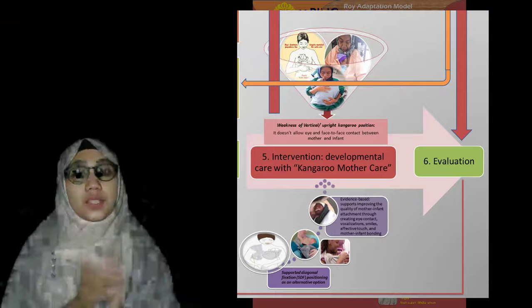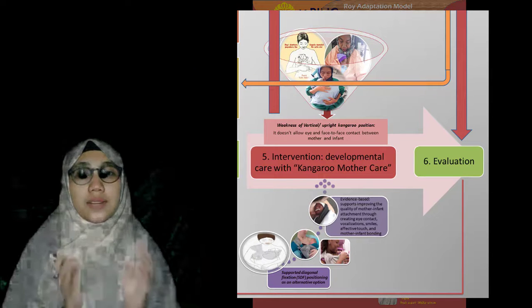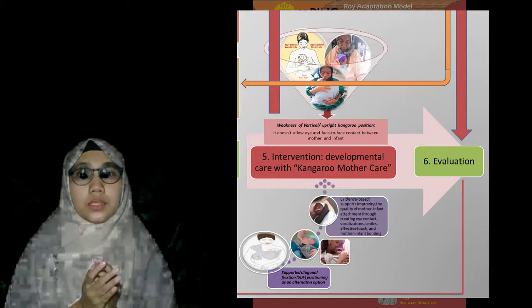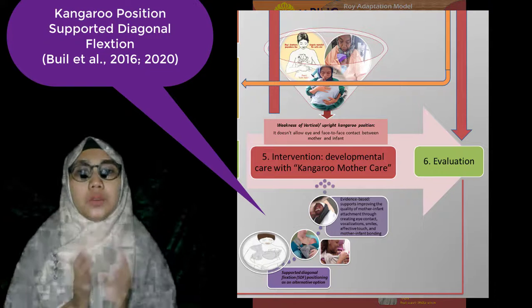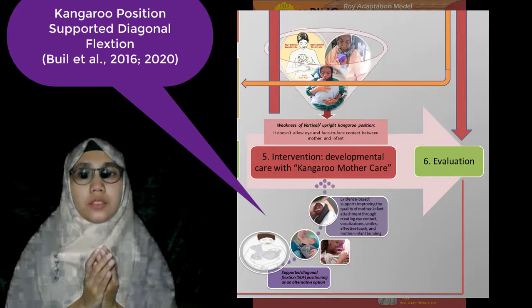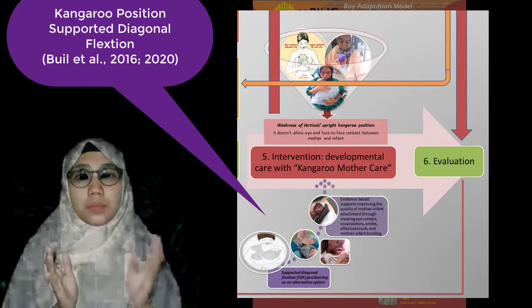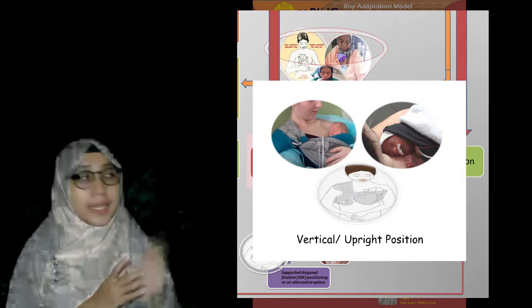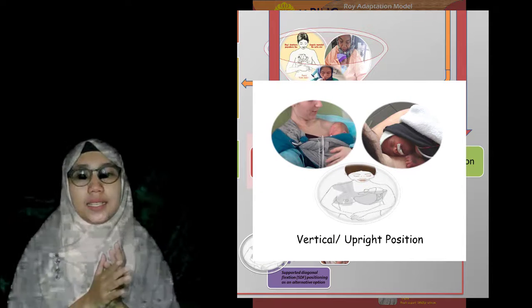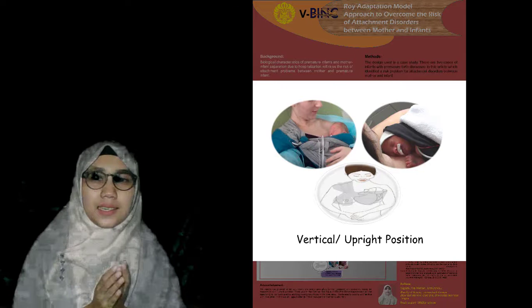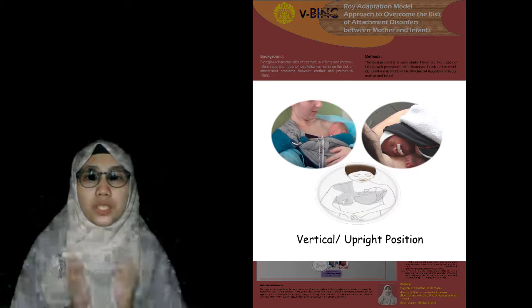To answer this problem, and based on current evidence, a new kangaroo position called the support diagonal flexion was introduced, which is based on the primitive reflex of the newborn. It is the asymmetrical tonic neck reflex. The picture looks like this. Okay, at first glance, it looks like the mother is carrying her child. Well, how is the position of SDF done?